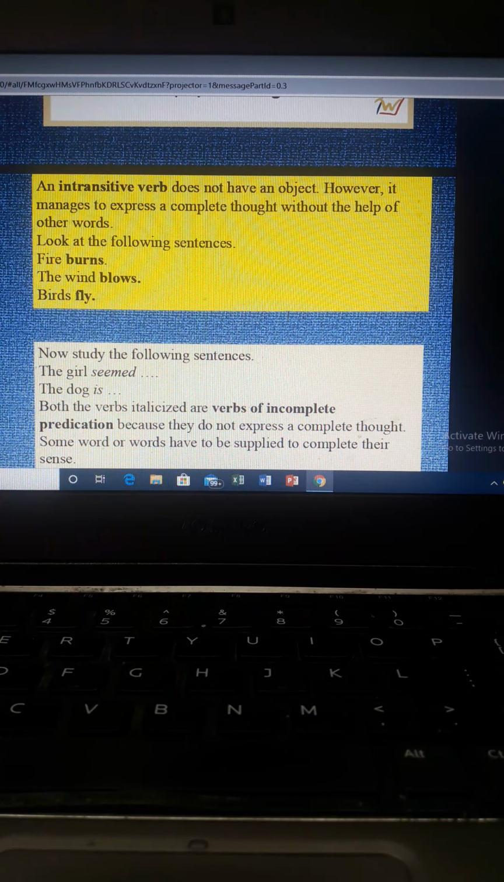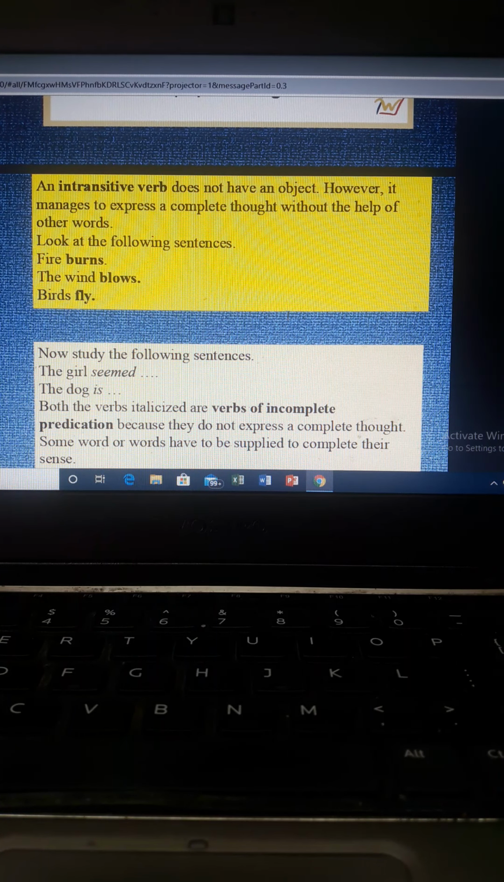Fire burns. What is burns? It is a verb. It is an intransitive verb because there is no object which follows. Or the wind blows. Blows over here becomes the intransitive word, but again there is no object after that. Right? Now, we take another example of intransitive verb.